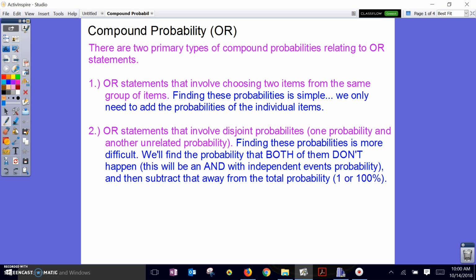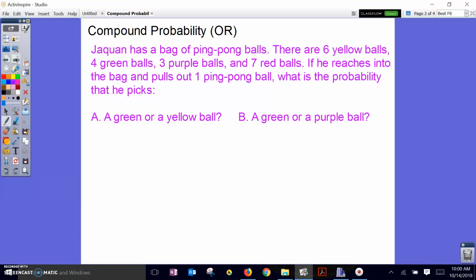Basically, in order to do this, we're going to use the idea that the probability of something happening, of all the possible events that can happen, is 100%. And then we'll find the probability that both of them don't happen, and then we'll take that away from the total probability, and that gives us the probability that one of them does happen. And we'll look at some examples of that here in this video as well. Alright, let's go on to the first example.